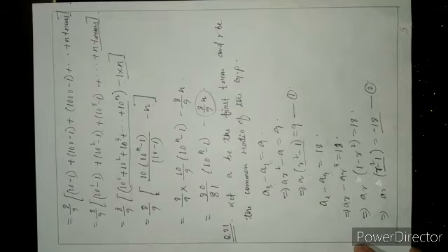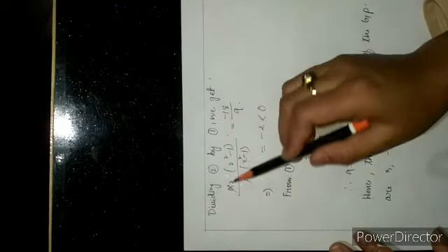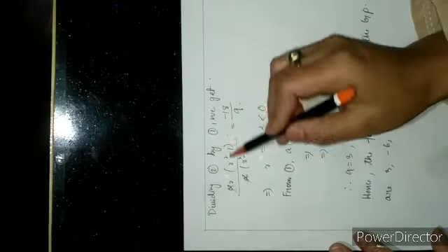Now we solve equation 1 and equation 2 to find a and r. Dividing equation number 2 by equation number 1, we get ar times (r square minus 1) divided by a times (r square minus 1) equals minus 18 by 9. Cancelling, we get r equals minus 2.